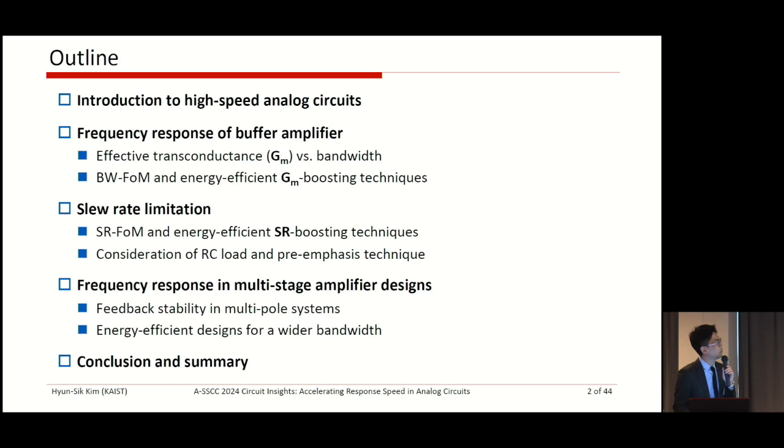This is our outline. I'm going to talk about the basics of the speed of analog circuits. After that, we're going to briefly review the frequency response of the buffer amplifier, and then the slew rate limitation. And finally, we're going to investigate the frequency response in the multi-stage amplifier design.